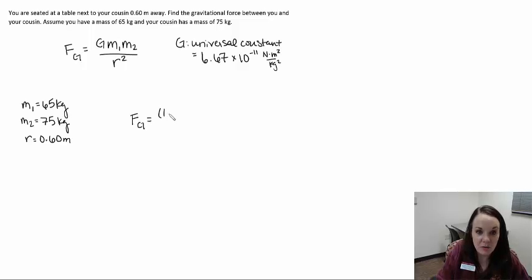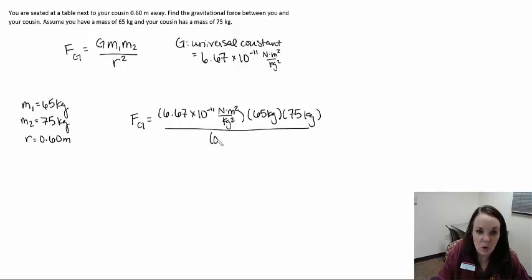If we have Fg, remember that universal constant, or G, will always be the same. No matter where we are in the universe, it will always equal this number. Our first mass is 65 kilograms, our second mass is 75 kilograms, and then lastly, the distance between them, or our R value, is 0.6 meters, and we must square this number. Now when I multiply this out on the top and I divide by 0.6 squared, I end up getting a gravitational force of 9.03 times 10 to the negative 7th newtons.